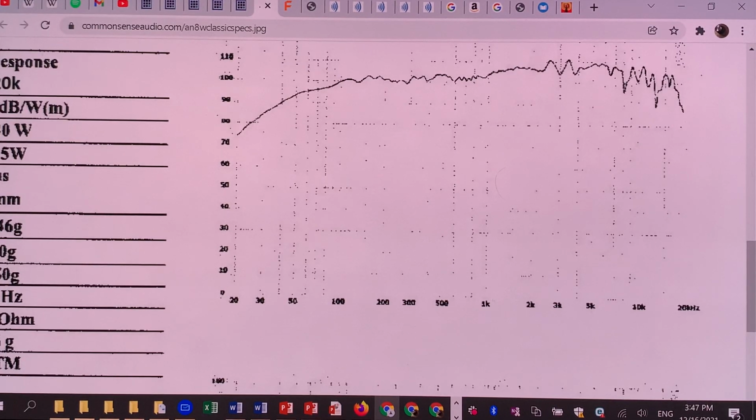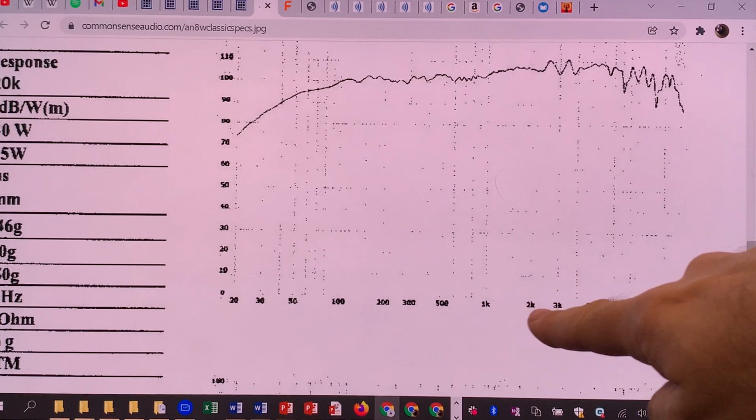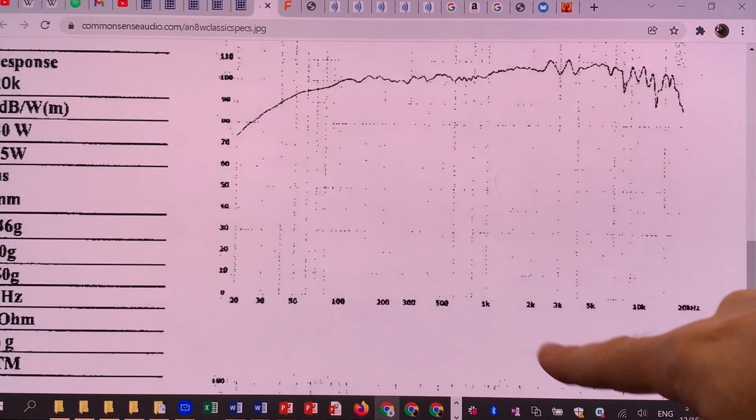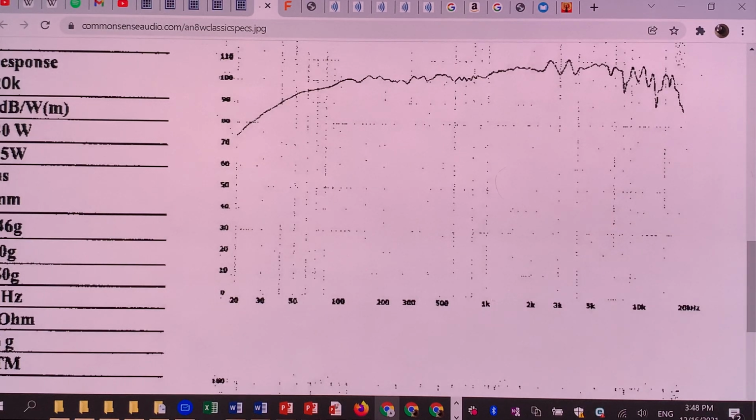We are continuing the exploration of the Audio Nirvana drivers, and we are looking at the 8-inch W Classic Audio Nirvana drivers' specifications. And I am going to talk a little bit about the Fletcher-Munson curve, which is basically the sensitivity curve of human hearing, of our ears. The most important thing to know is that the region between 2 kilohertz and 5 kilohertz is where our hearing is the most sensitive.